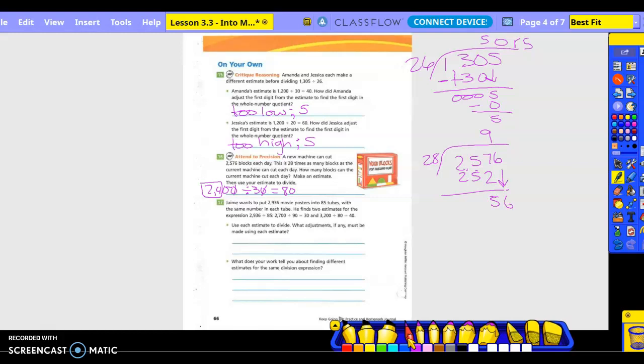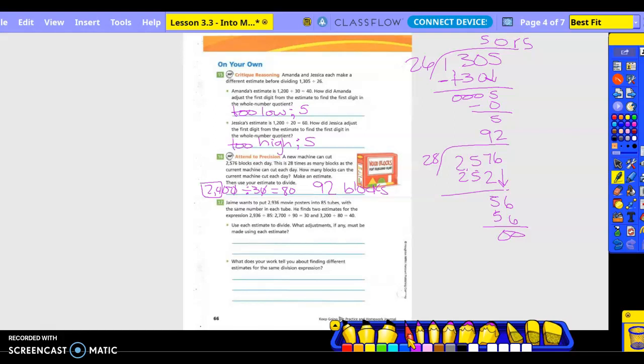Bring down the 6. How many times is 28 going into 56? Twice, right? 2 times 8 is 16. Carry the 1. 2 times 2 is 4 plus 1 is 5, so nothing left over. So what's our actual answer? 92. Cool. So our estimate was actually a little low, right? Which we found out when we actually divided.